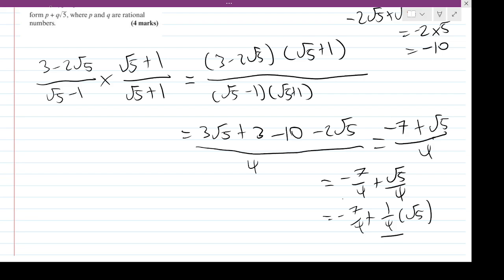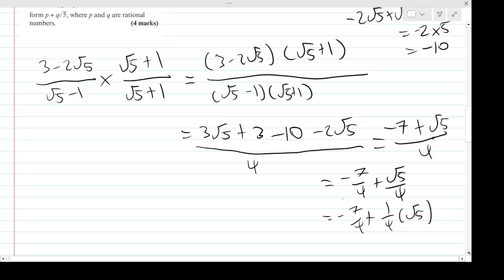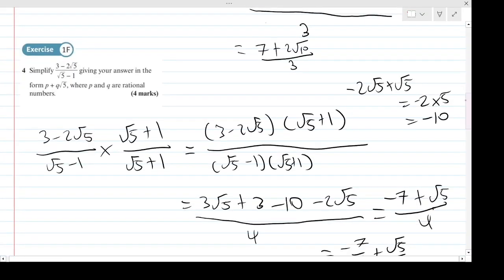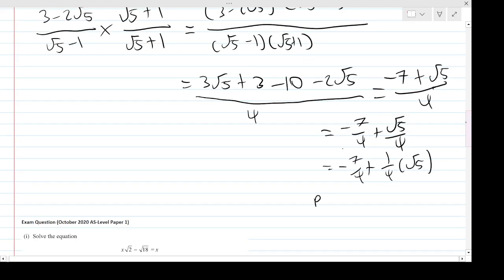And now, therefore, the quarter is another fraction and the rational one. So actually now we're good. We've got it in this form. So then if we were to compare it to the final answer, if we look here, p plus q root 5, well, p is going to be minus 7 over 4, and q is 1 over 4. Okay, so hopefully you recognise what we've done there.